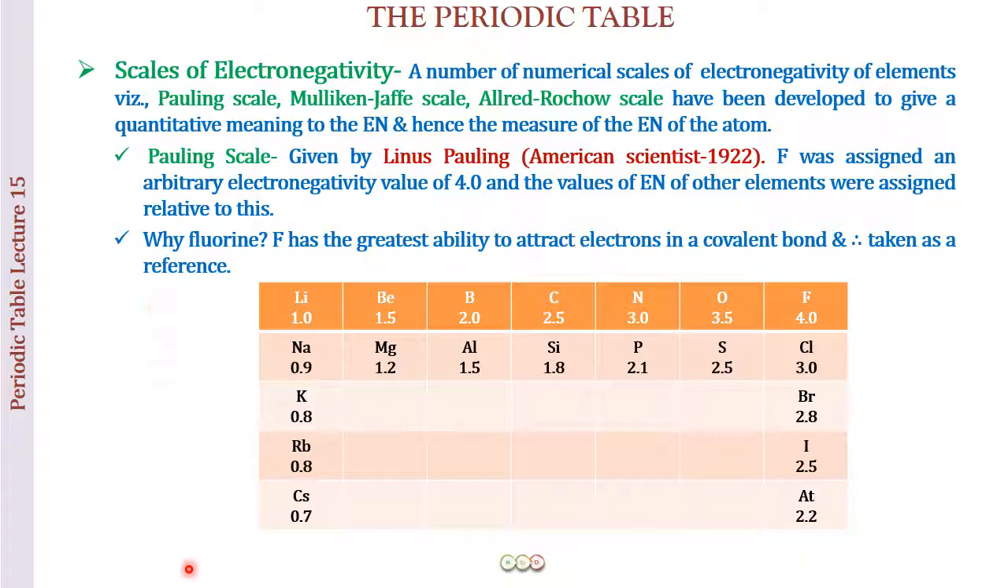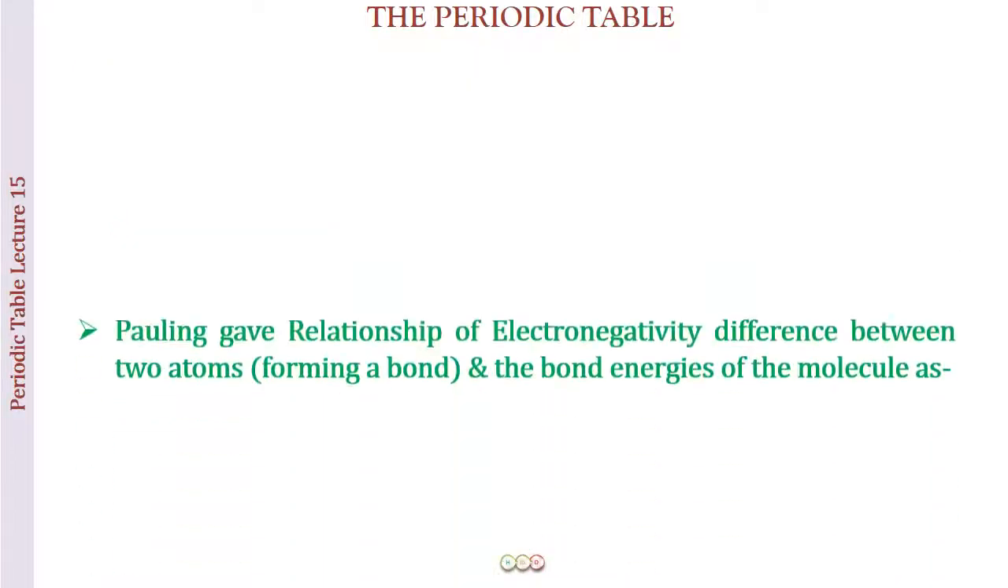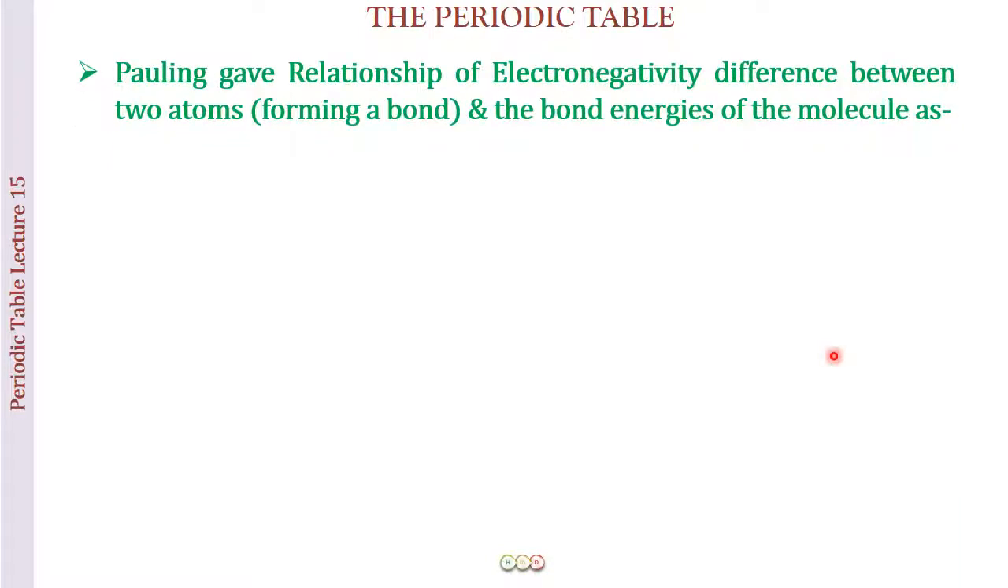Okay, and what I want you to do is please remember all these values that have been given in this chart. Only these many values won't be sufficient, but they will be really helpful in your problem solving when we will be actually applying electronegativity to various concepts. Now, Pauling gave a relationship between the electronegativity difference of the two atoms forming a bond and the bond energies of the molecule to calculate the value of electronegativity of various elements.